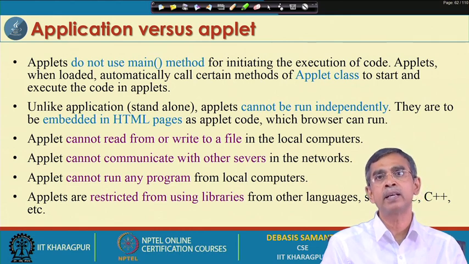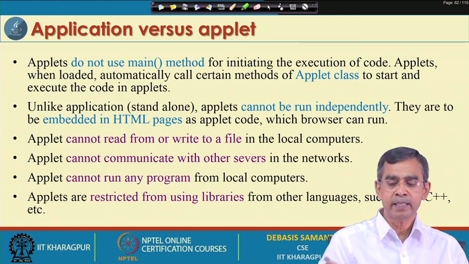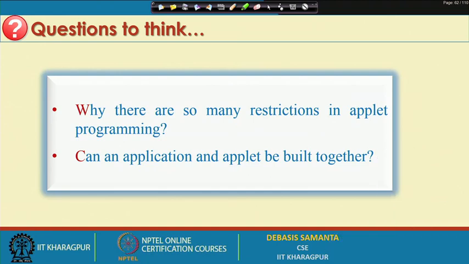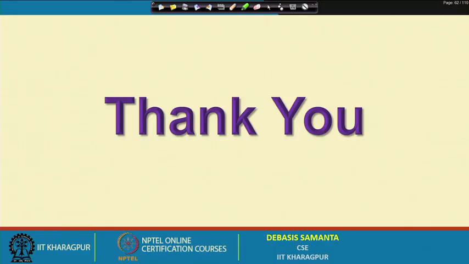Obviously, there are reasons why all these differences exist. They exist because the purposes of these two kinds of programs are different. That is why the developers make these differences for us, and the answers to questions like why there are so many restrictions in applets will come in due course of time. Another question is whether we can build an application and an applet together. No, an applet and an application are two separate entities, they cannot be built together. Anyway, we will discuss all these things and many more in the next lecture slides.